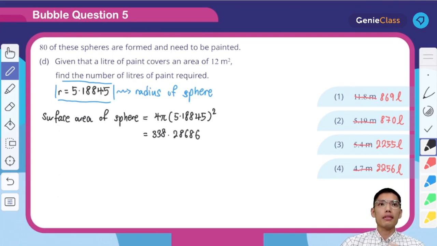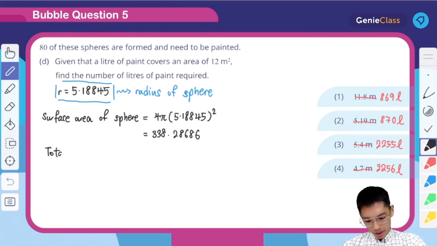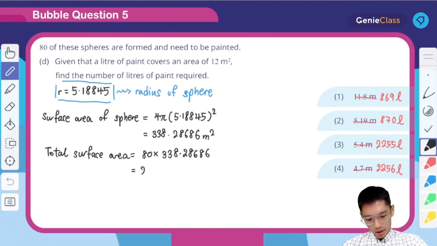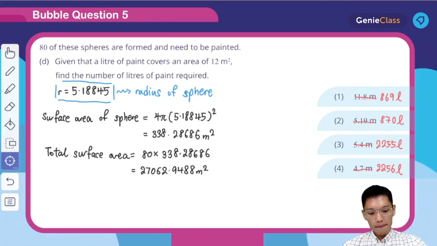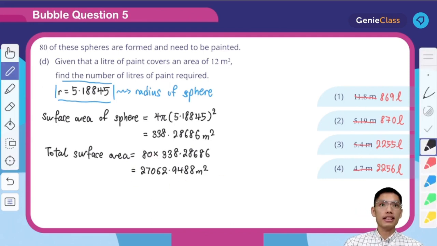How many spheres do I have? Look at the question. I'm painting every one of them, so it's going to be my total surface area. I have 80 of them. So I need 80 times the surface area of one sphere. You're going to get a value of 27,062.9488 total surface area. That's what I have. Lastly, paint. 1 liter covers 12 meters squared. I have this amount. How many liters do I need?